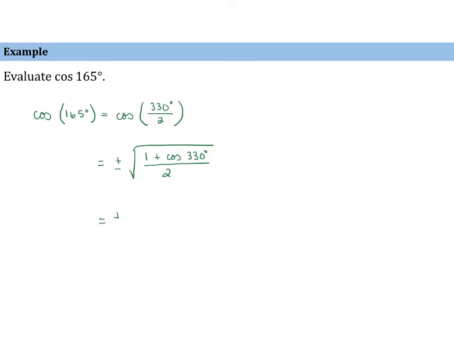So plus or minus, now 1 plus, what's the cosine of 330 degrees? 330 degrees has a reference angle of 30 degrees and it's in the fourth quadrant. So cosine is positive in the fourth quadrant, and the cosine of that reference angle, 30 degrees, is the square root of 3 over 2.